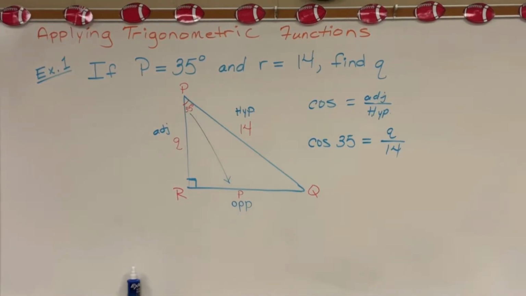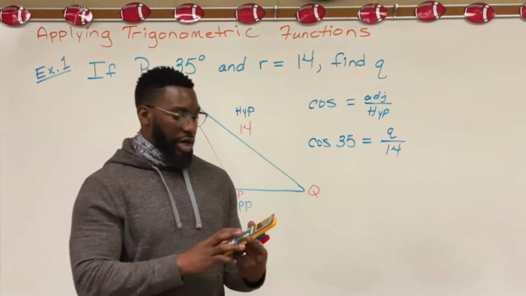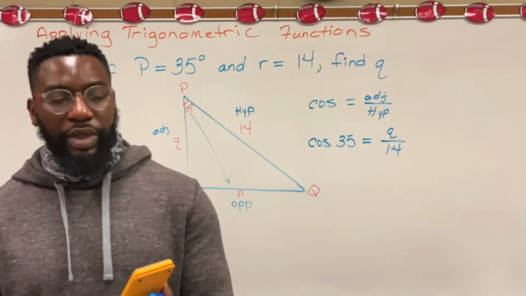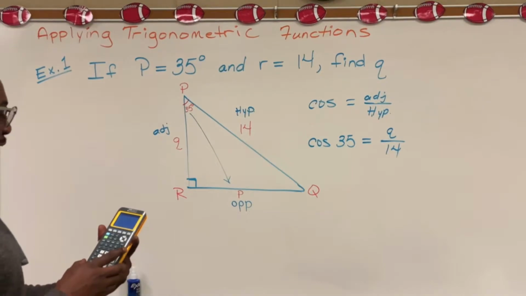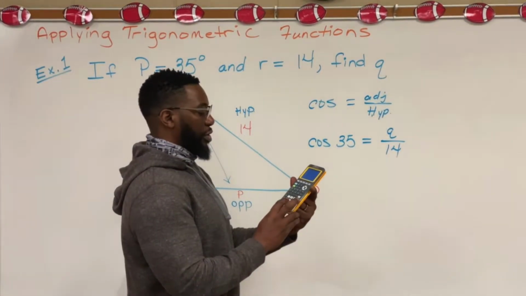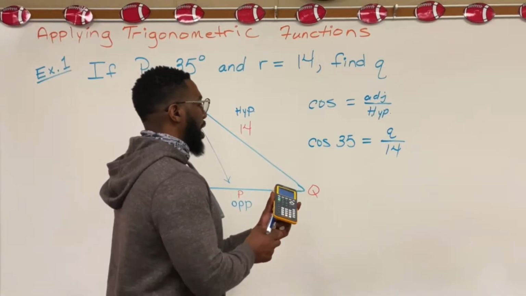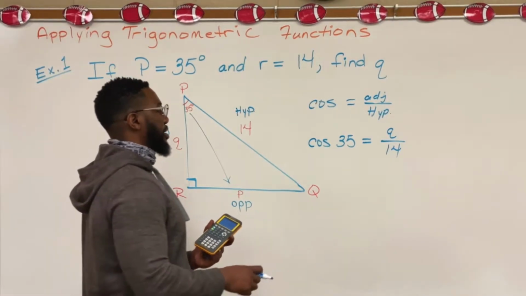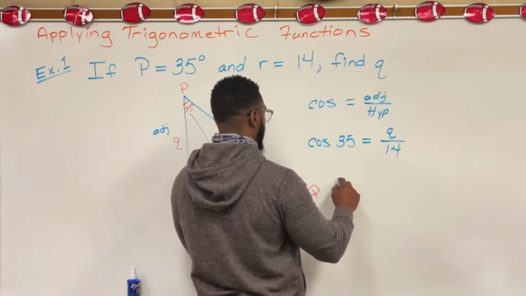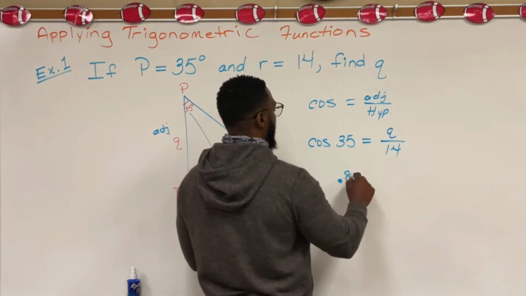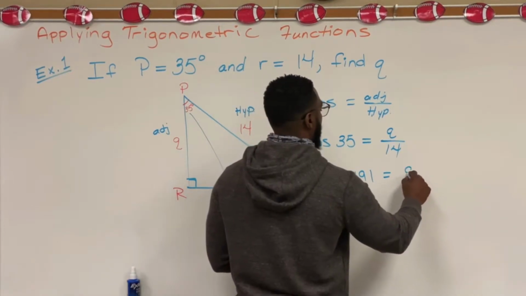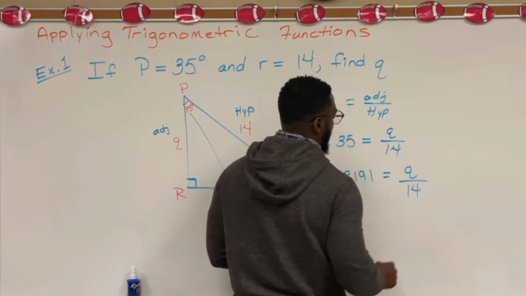So the next thing we have to do is use your calculators to find the cosine of 35 degrees. So we're going to say cosine 35 equals, and we're going to use the first 4 digits after the decimal. So the cosine of 35 is 0.8191, equals Q over 14.